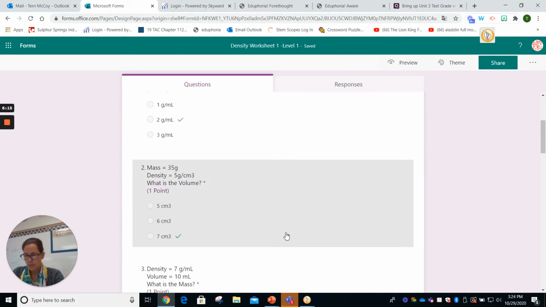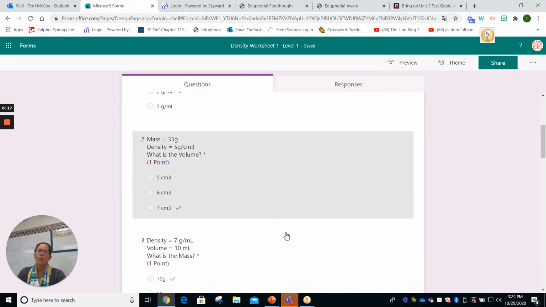Okay, let's look at number 2. So here we know that mass is 35 grams. I'm just writing this down on my paper. The density is 5 grams per centimeter cubed. I've got my units in there because units are important. This is science. And we want to know the volume.